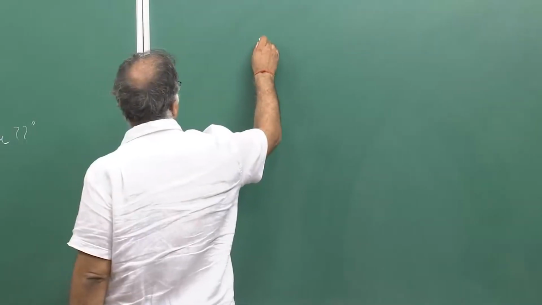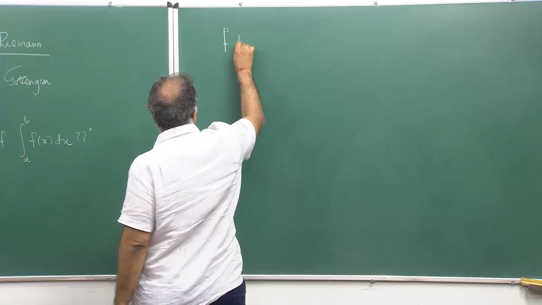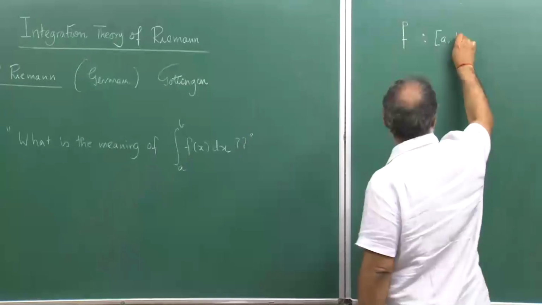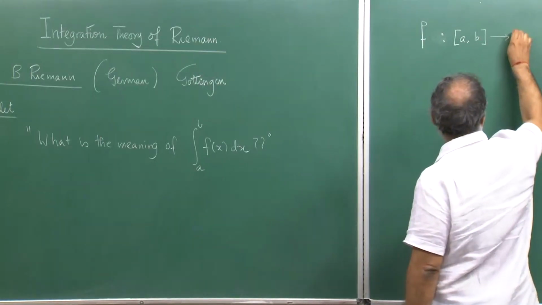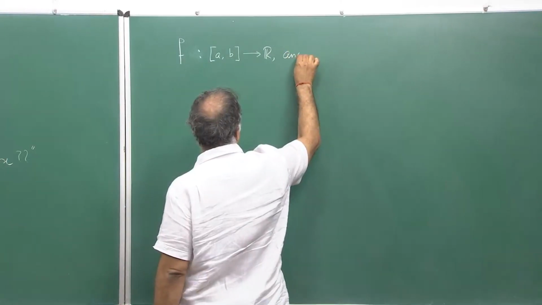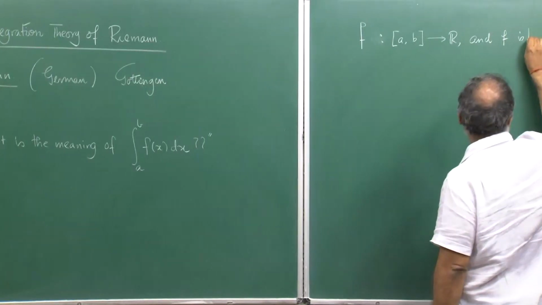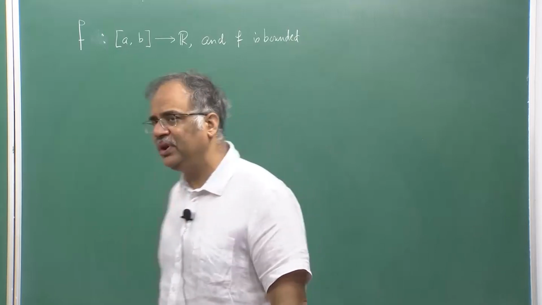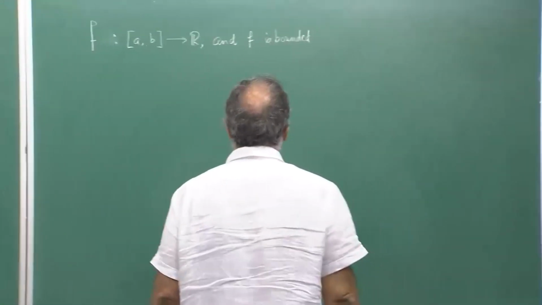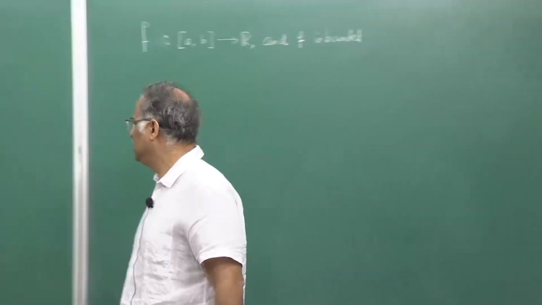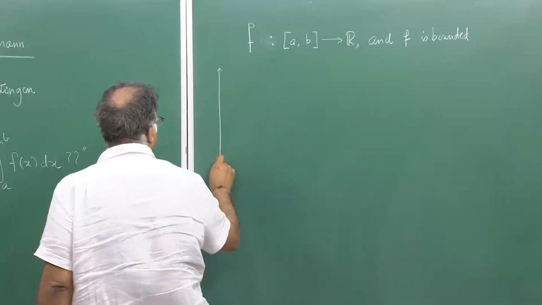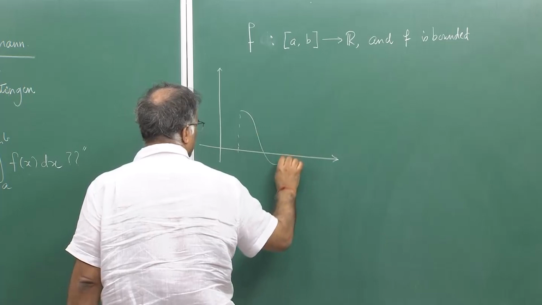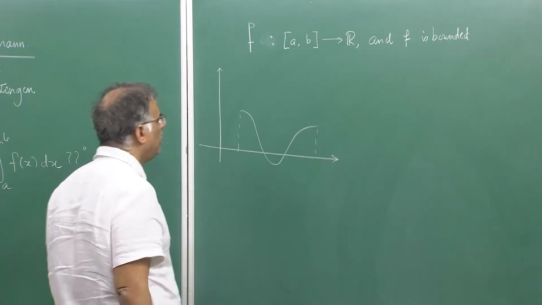So, for that he considered f to be a bounded function, a function from [a, b] to R, and f is bounded. Remember that every continuous function is bounded on a closed and bounded interval, but every bounded function need not be continuous. Now, of course, he didn't bother much about what the functional shape was. The function could be like this, it does not matter.